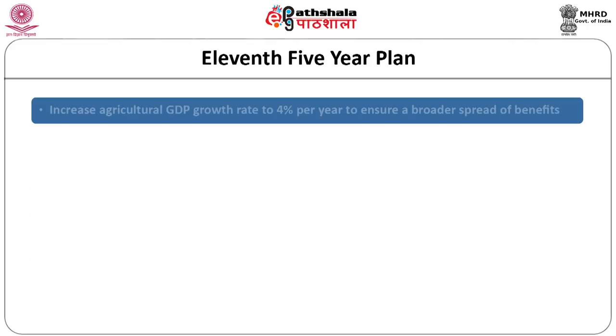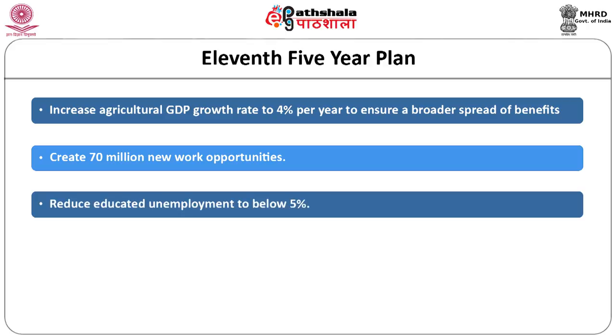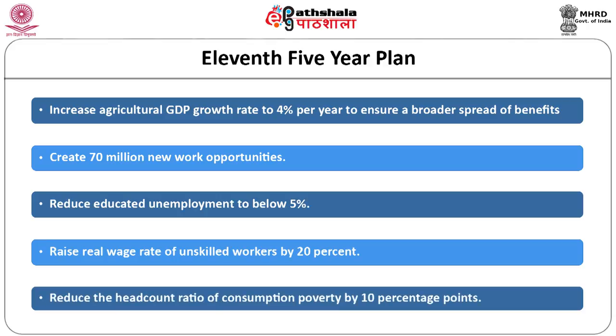Agriculture GDP growth was also targeted at a very high rate, that is 4% per year, to ensure a broader spread of benefits. Most of the population in India is dependent on agriculture, and if we increase the growth rate of agriculture, naturally it is likely to benefit a larger section of the population. Particularly, we were concerned that we would be able to create 70 million new work opportunities, and reduce unemployment among the educated youth by 5%, and we targeted to increase wage employment, and to reduce the head count of consumption poverty by 10%.